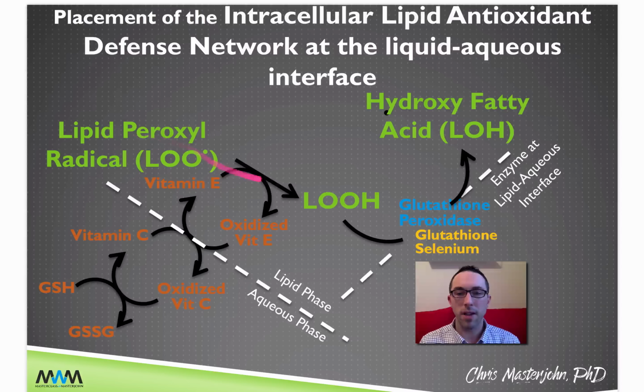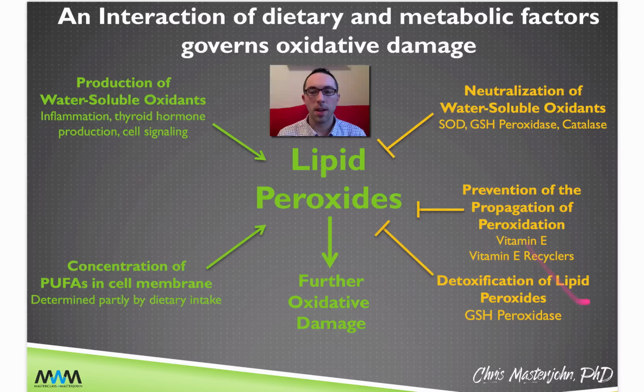The lipid peroxyl radical, the lipid peroxide, all this is inside the membrane. Glutathione peroxidase in this form is membrane bound, and selenium is attached to it, but it's able to access the lipid peroxide that's inside the membrane and convert it to a hydroxy fatty acid, and it's able to take glutathione from the aqueous phase to use in that process.